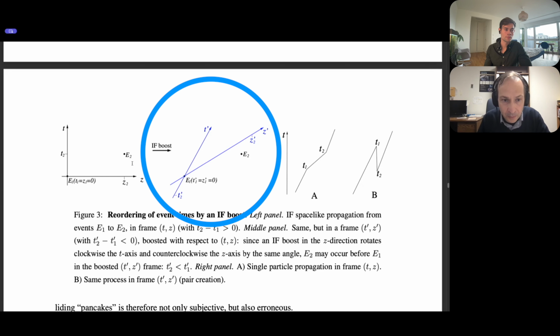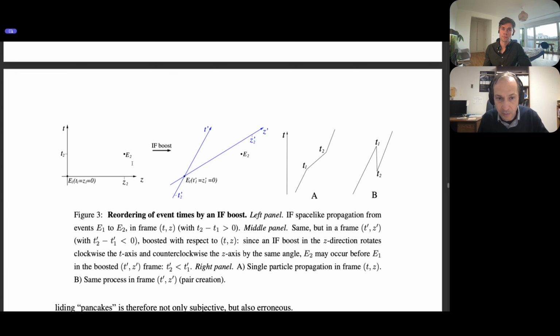Now, if you go to another frame that is moving at constant speed compared to this frame, to move from one frame to another, that's what we call the boost. It's a technical term to say I'm moving from one inertial frame to another inertial frame. The way to represent the direction of the moving frame would be given by the blue arrows here, T prime and Z prime. So when you boost a frame, basically what you do is you rotate T one way and Z the other way.